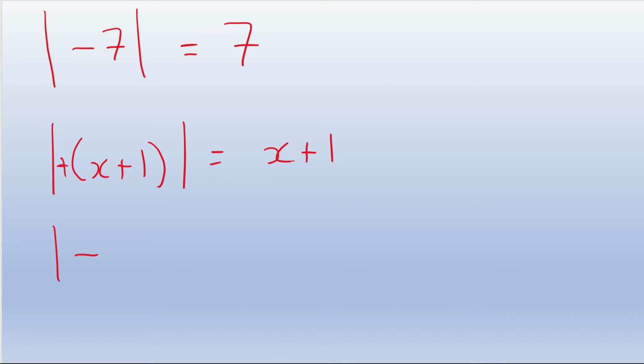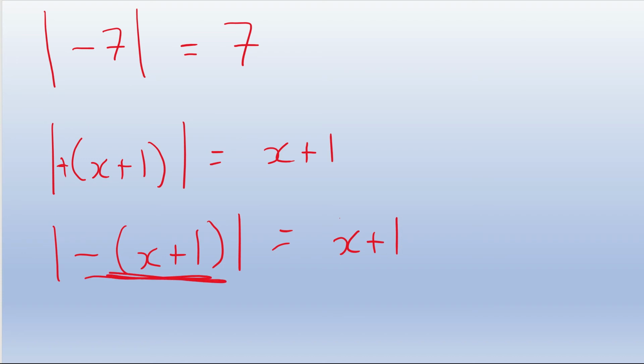Let's say the absolute value of negative x plus 1. Well, that's going to be x plus 1 as well. Remember, this thing here inside your bars is a negative number because of this negative here. But remember, your bars, which signify your absolute value, will only take the positive value of that. So just be careful with that.